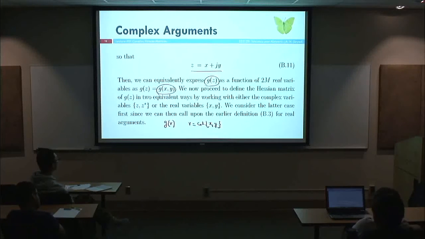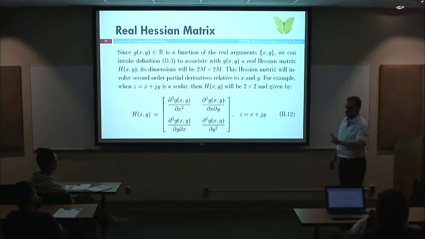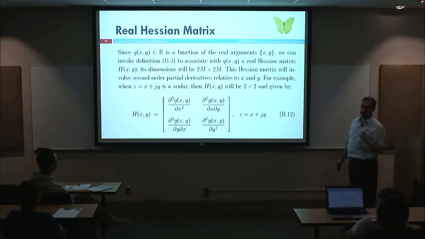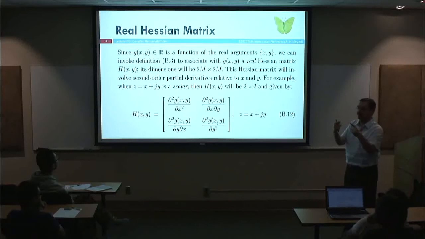So let's do it slowly. Here it is. This is the first. I call this form the real Hessian form. The second form, I call it the complex Hessian form. And then you will see the relation. Why do you introduce both of them? Sometimes it's easier to see the structure in one way or the other way.